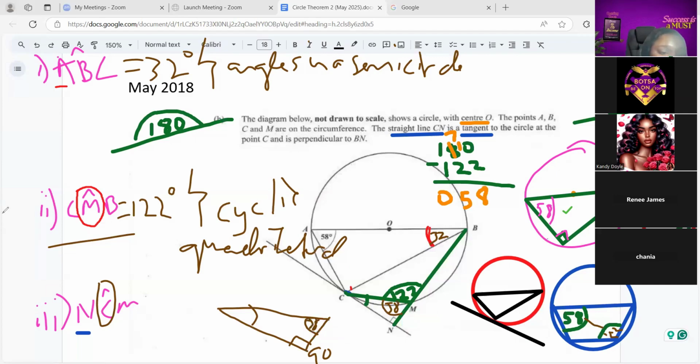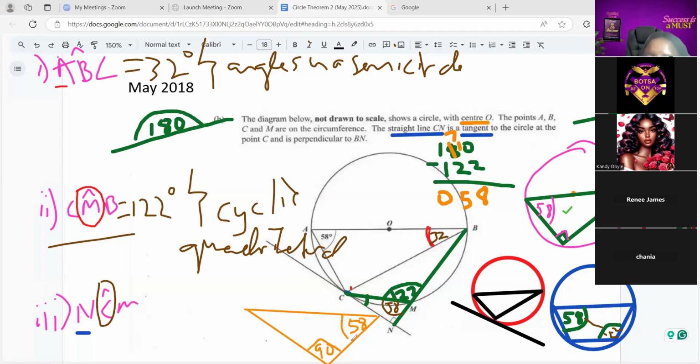That's not even writing properly. Let me just redo my sketch. It's a little bigger so I can fit some stuff in it. So this angle is 90 degrees. This other one I just found it to be 58 degrees.